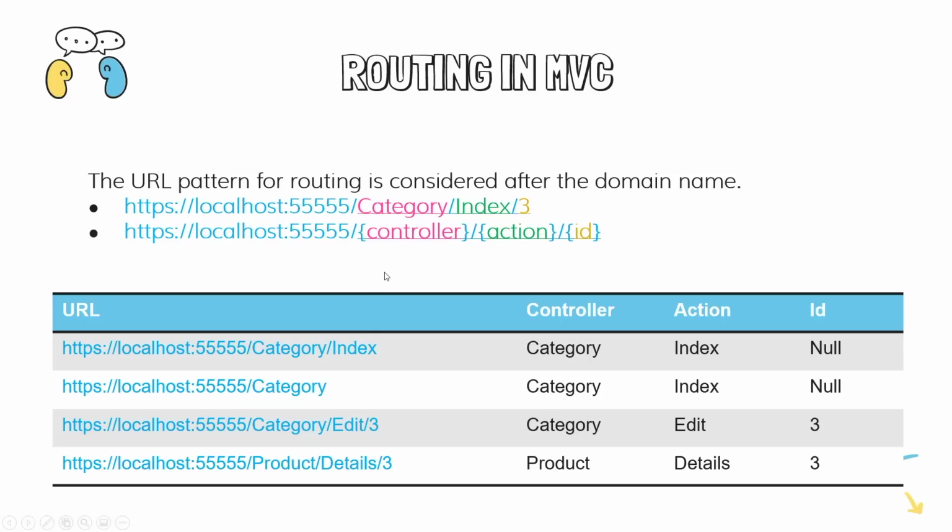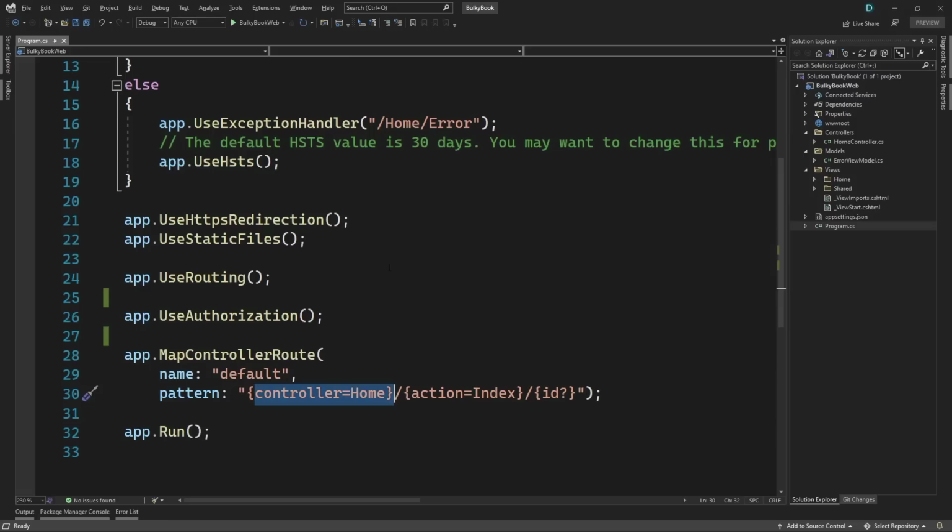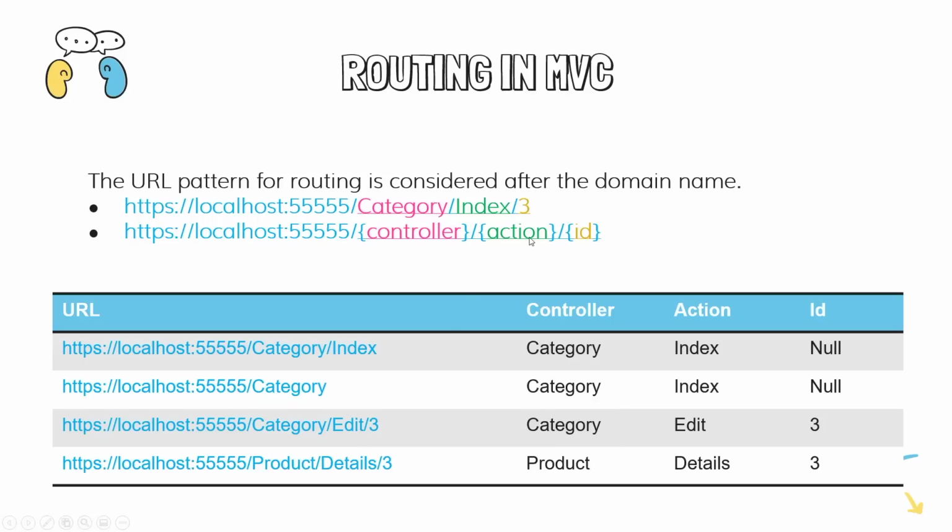Before we dive into those details, based on the understanding that we have here, I have given some sample URLs. I want you to try to find out what will be the controller, action, and ID based on these URLs. Again, remember, if controller is not defined, the default one that we have in our application is, let's go back, the home controller, and if the action is not defined, that will be the index action. So based on that, the first URL that we have, the controller name is category, the action is index, and we do not have any ID.